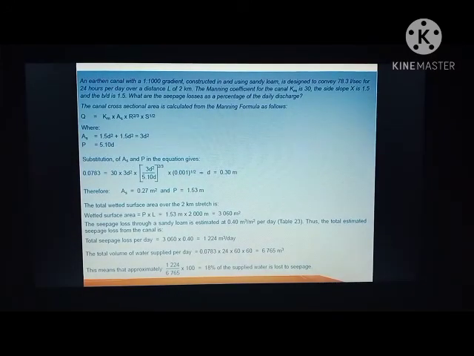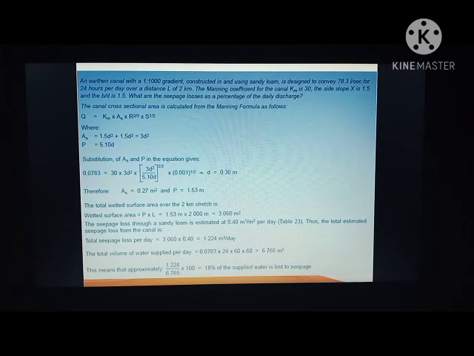Next, here's an example for a canal lining. An earthen canal with a 1:1000 gradient constructed in sandy loam is designed to convey 78.3 liters per second for 24 hours per day over a distance L of 2 kilometers. The Manning coefficient of the canal, Km, is 30. The side slope X is 1.5 and the B/D is 1.5. What is the seepage loss as a percentage of the daily discharge?